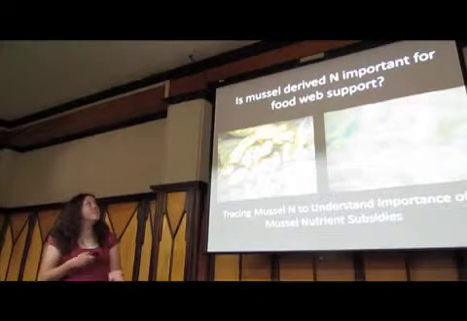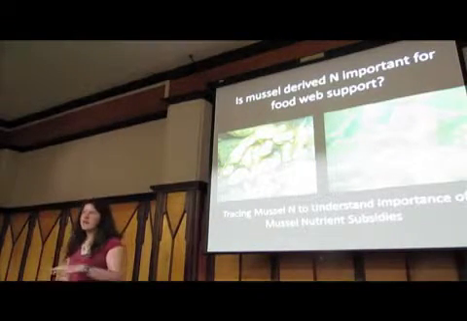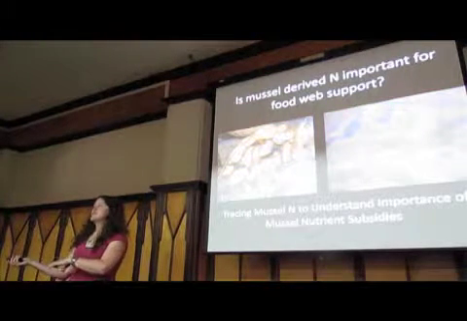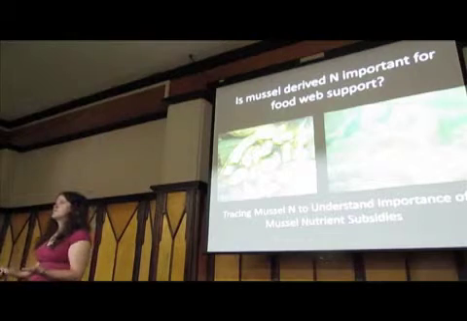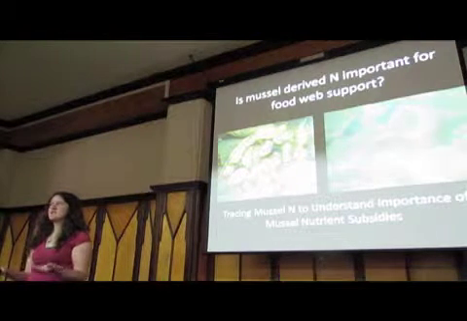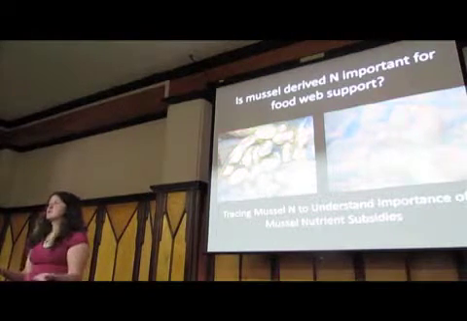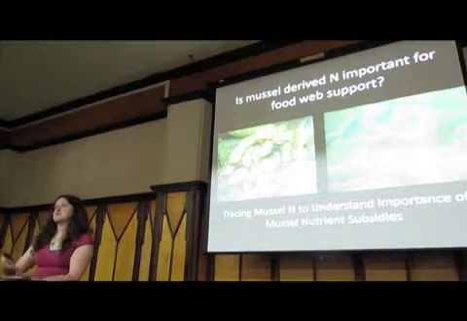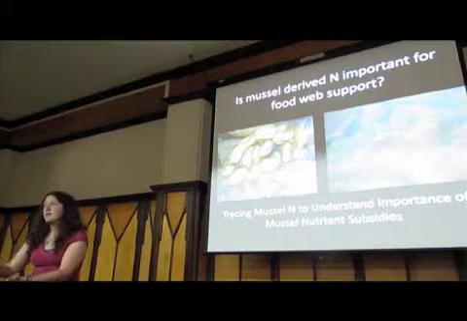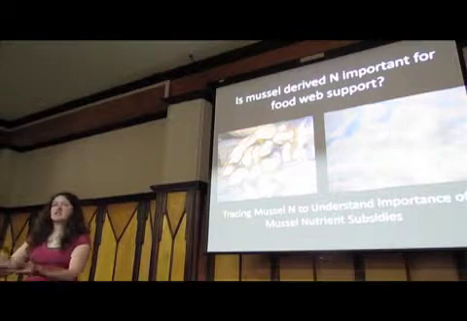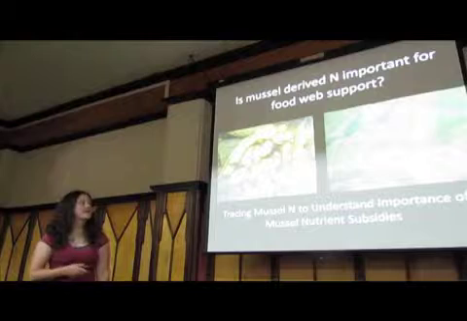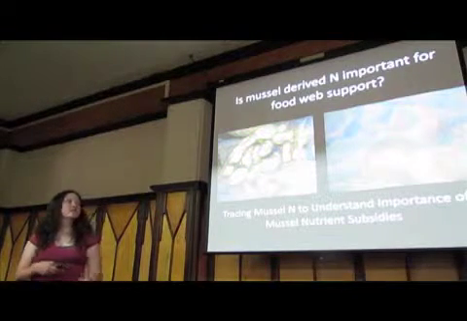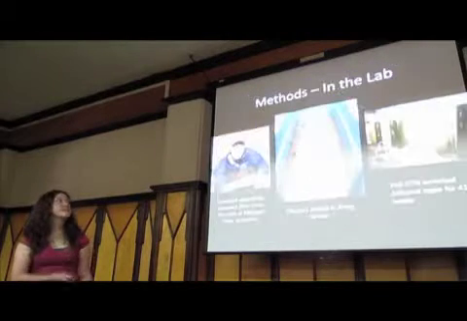And so now that we know that they're changing the availability of nutrients and that there's differences in algal species composition, well, are these nutrients actually important for the food web? Are these nutrients moving from the mussels into algae, into bugs, into the fish? So I did an experiment to actually trace the mussel nitrogen to understand the importance of these subsidies.